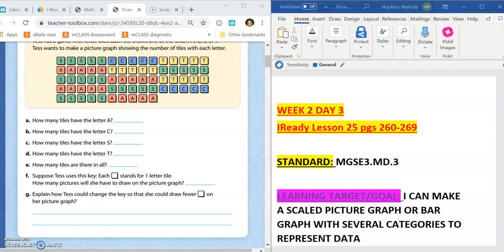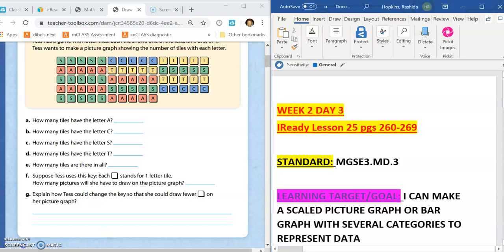Today's standard, MGSE3.M3, simply states to draw a scaled picture graph and a scaled bar graph to represent data set with several categories. Solve 1 and 2 step how many more and how many less problems using information presented in the scaled bar graph. Learning target and goals for today will be I can make a scaled picture graph or a bar graph with several categories to represent data.